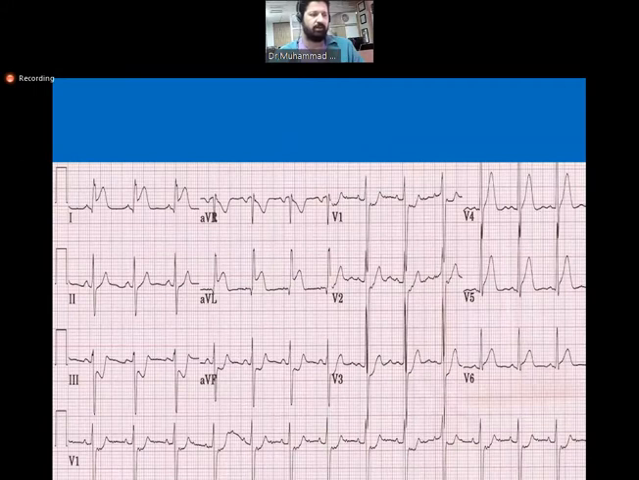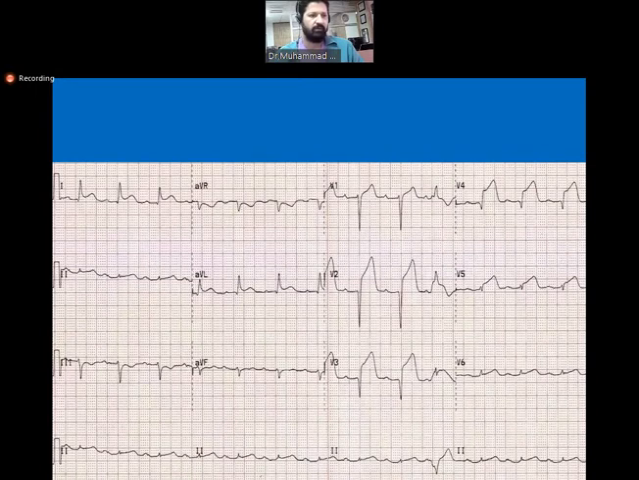So this is another ECG which shows that there are ST elevations in lead 1 and AVL. So you can see this is lead 1, this is lead AVL. So it means that it is a lateral wall MI. There are reciprocal changes to it. This is ST depressions in leads 2, 3 and AVF. So this is an acute lateral wall MI.